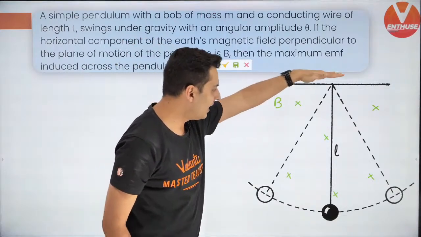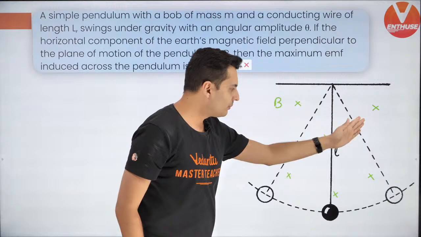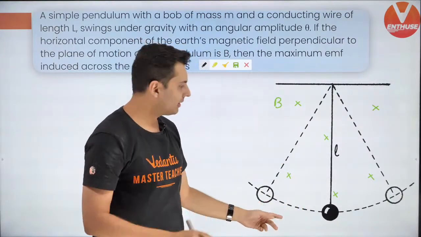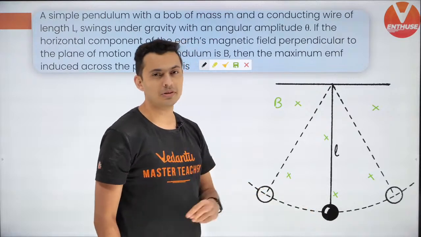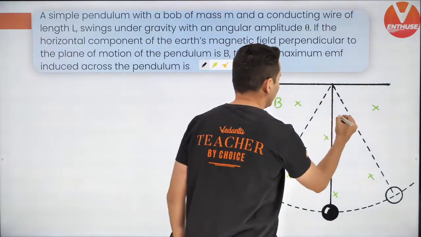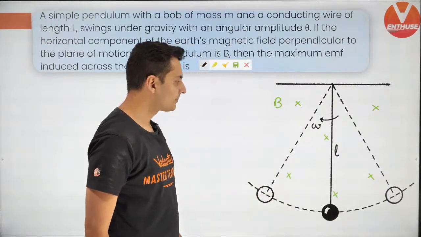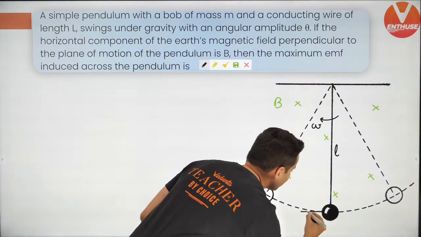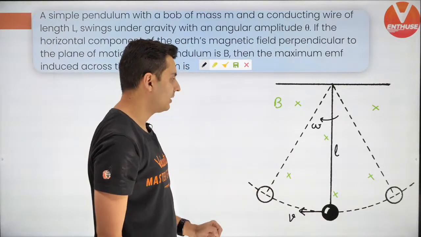Now, when will maximum EMF be created? Obviously, when the wire is moving with highest velocity. And a pendulum moves with highest velocity when it is at the lowest position, or the midpoint or the mean position. So, this is the point when it will have highest omega value. Keep this in mind. And it will also have the highest velocity at that point.